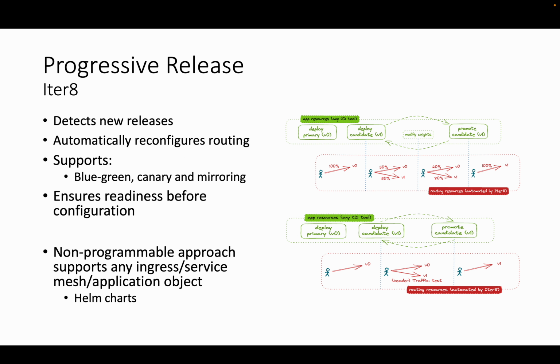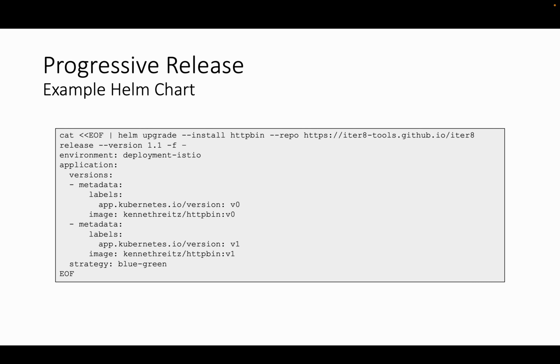Users can describe a whole rollout as input to the Helm chart. For example, here's a Helm chart describing a blue-green rollout of two versions. One is the existing version, the second is a candidate version. This rollout is implemented in an Istio environment. In this example, the specification of the two versions is very simple, just some labels and an image. The full deployment specification could have been specified.